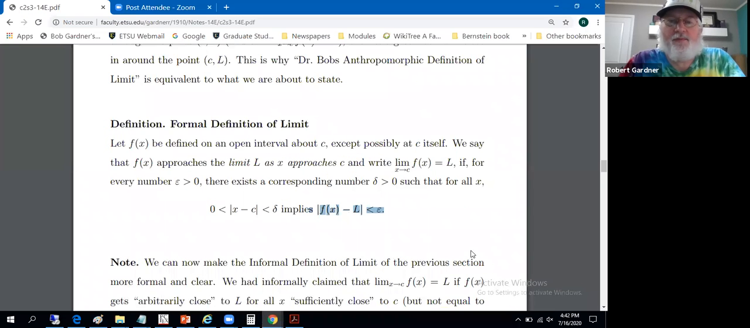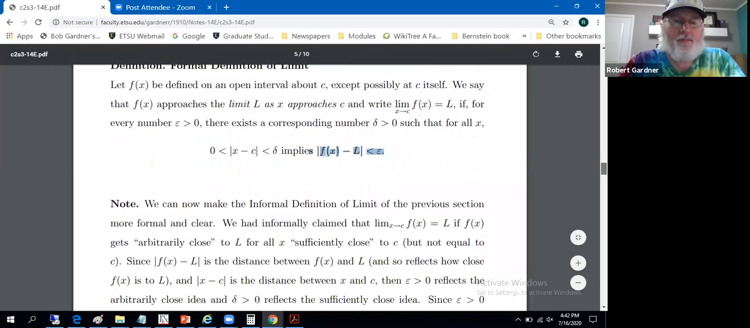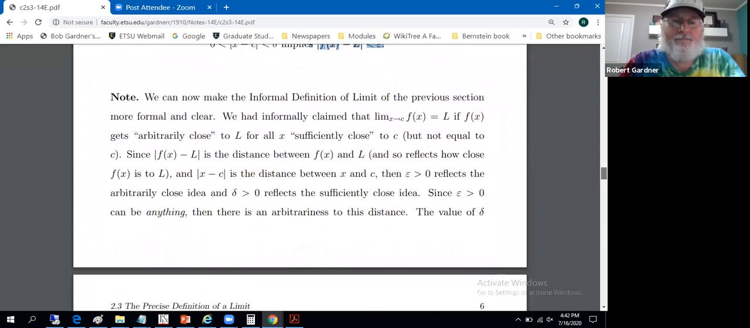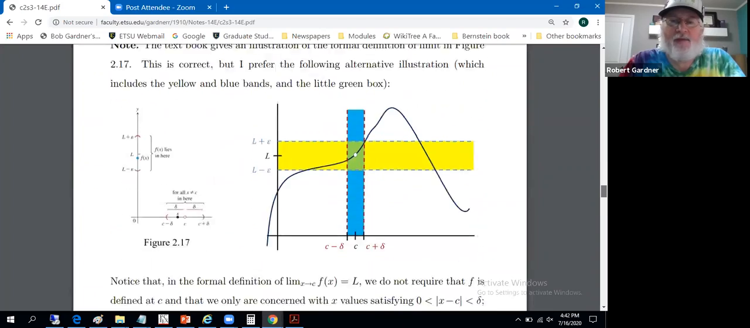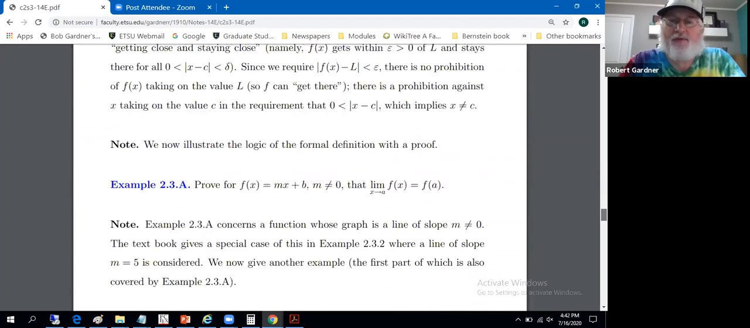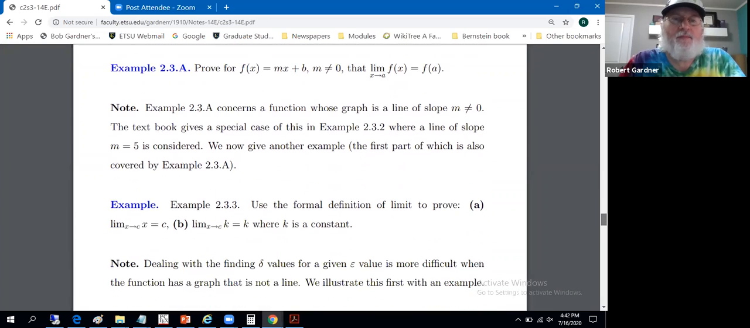To the notes. Let's see, we've gone back to the definition. Where did we leave off? Right here. Okay.